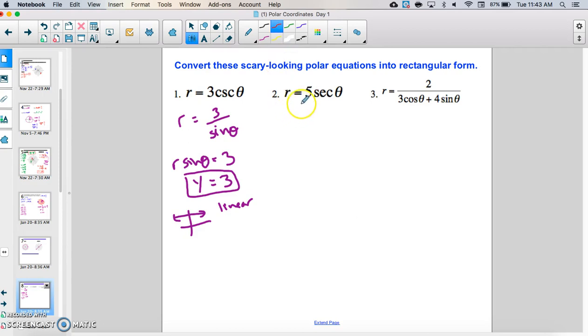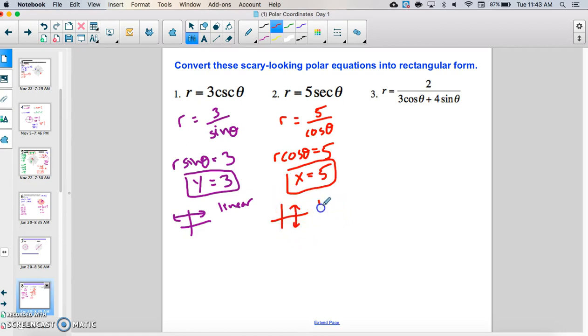For the next one, very similar. Maybe try it first, then watch the video. So I could change secant into 1 over cosine. So I've got r equals 5 over cosine theta, multiply over the cosine, so r cosine theta equals 5. R cosine theta is the same as x, so x equals 5. So I've now converted it from polar into rectangular. That would look like a line over here at x equals 5. So this one as well is linear.